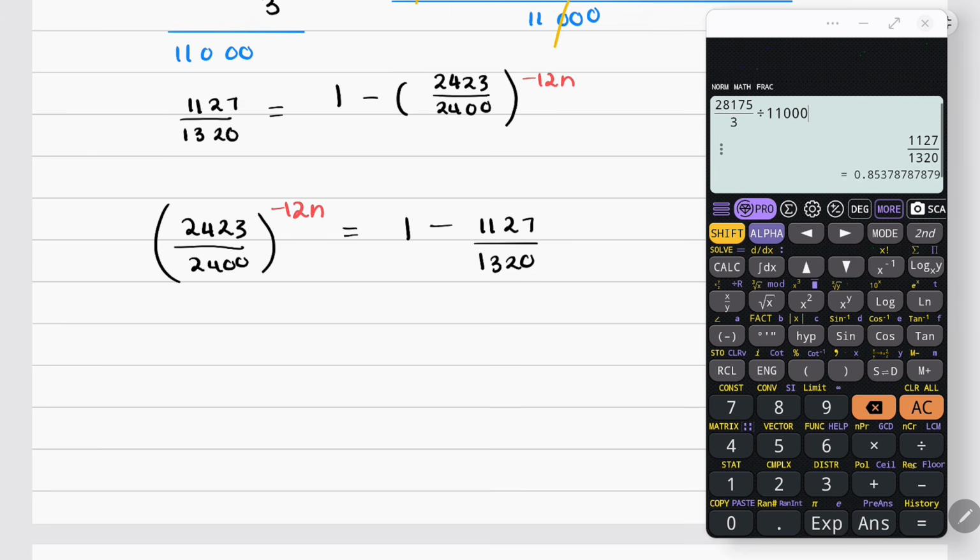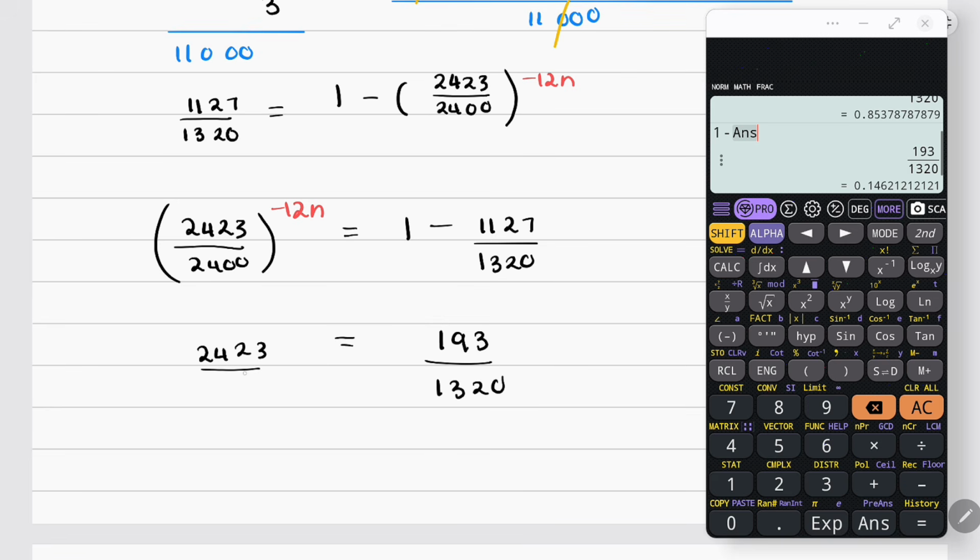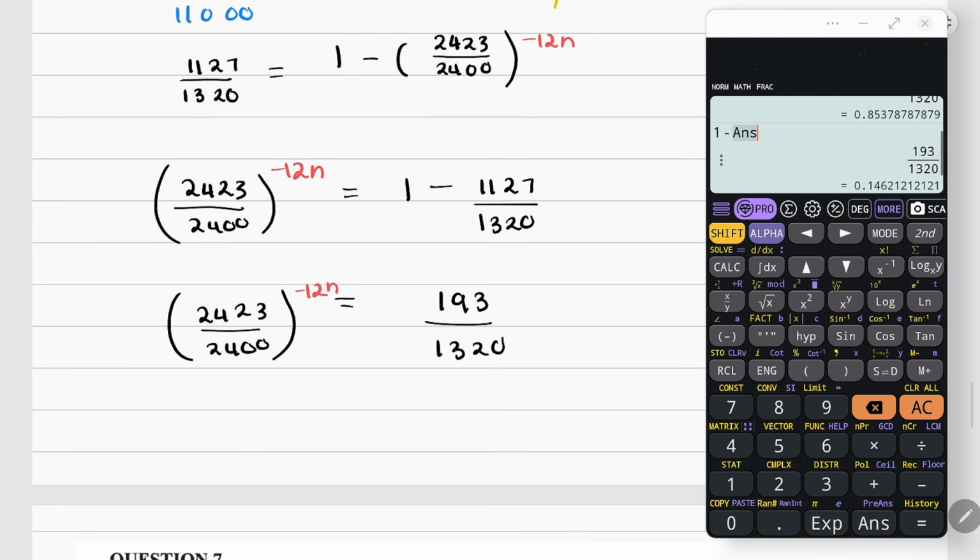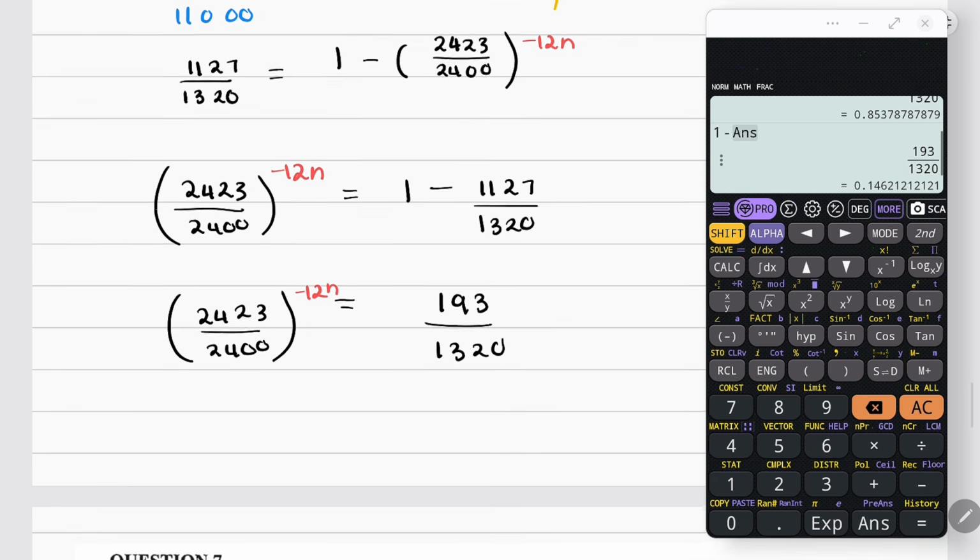So at the end of the day, it's this answer. You're going to say 1 minus that answer that you had. Okay, and then that gives us 193 over 1320. And then we still have this raised to the power of the negative 12n. Now we can finally solve for negative 12n first. So we're going to keep that as a subject using log.